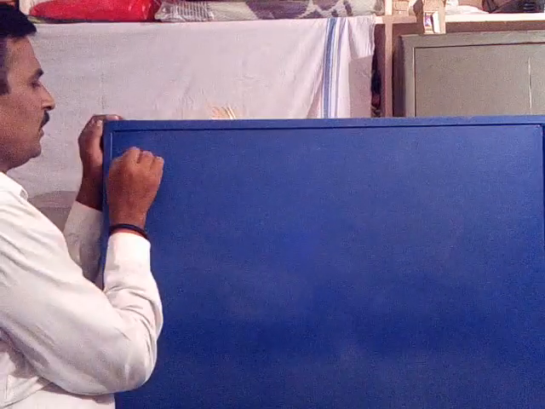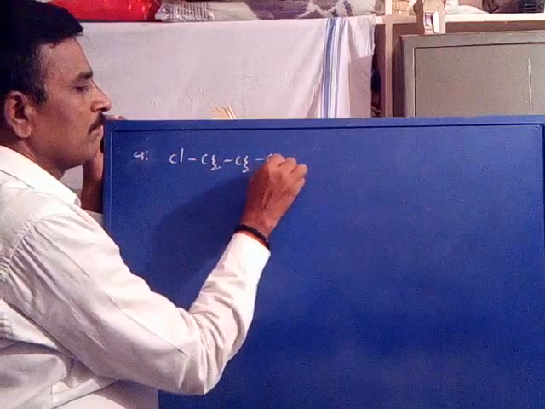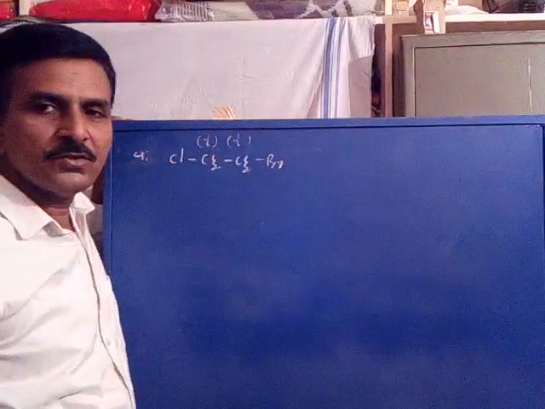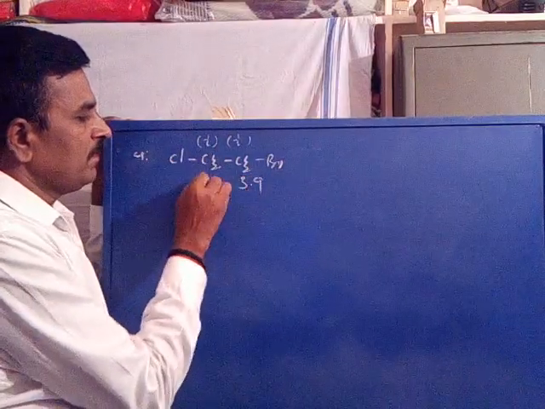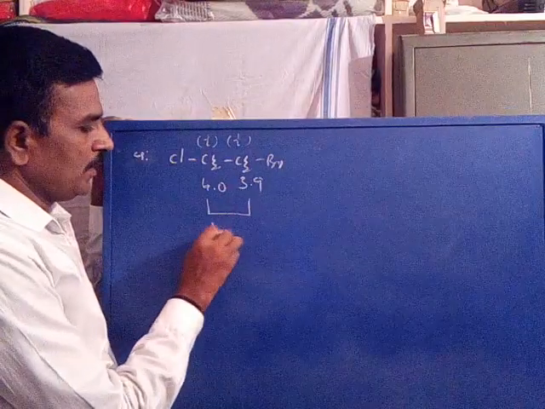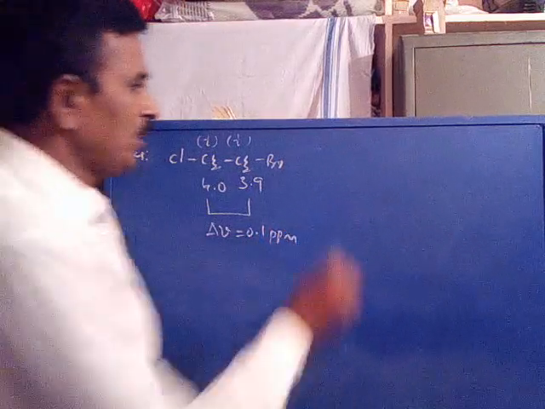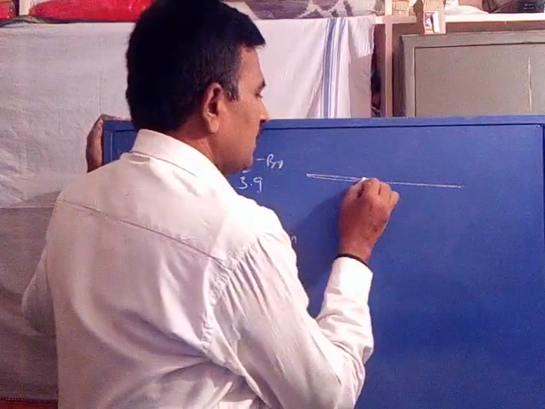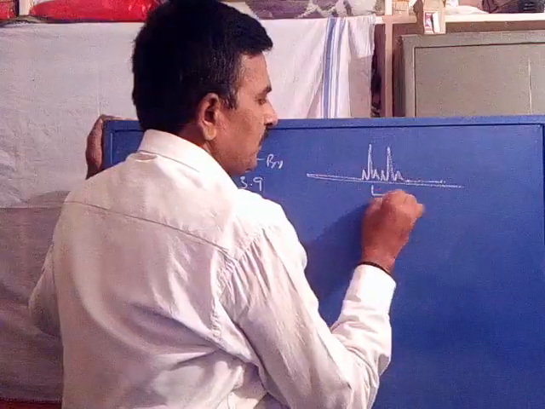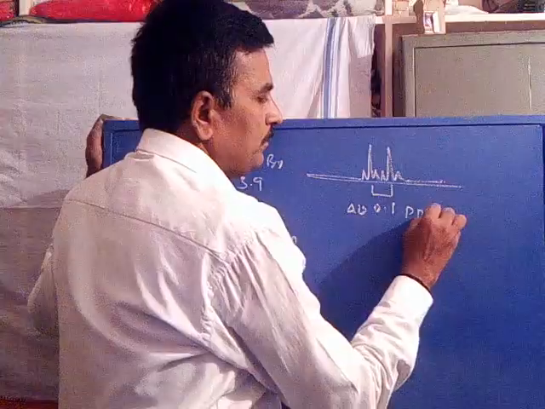Now take another example. For example, Cl, CH2, CH2, Br. Now a triplet signal for CH2, triplet signal for CH2. This is 3.9, this is 4.0. The frequency difference between these two is too small. Delta nu is equal to 0.1 ppm. There are 2 signals very close to each other. One triplet, second triplet. The difference is only 0.1 ppm.